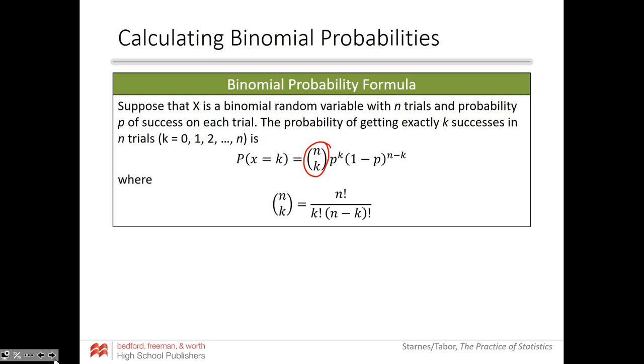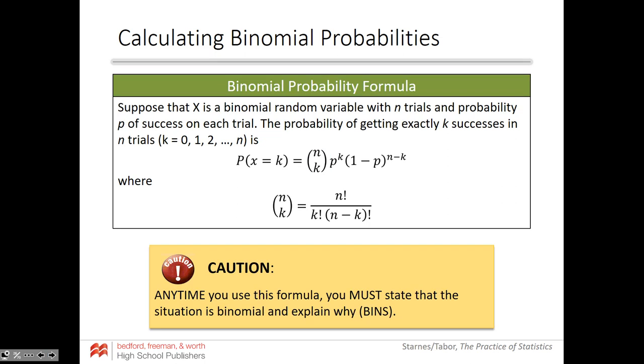That's our combinations. As a quick reminder, anytime you use this formula, you must have already stated that this is a binomial situation. Maybe in the problem they told you this is a binomial situation, but to be honest, that doesn't happen very often. More likely, you say, here's this problem I got. This is binomial because of these 4 things: binary, independence, fixed number N, and same probability P. And because it's binomial, now I can use this formula, and you'll see what I mean.